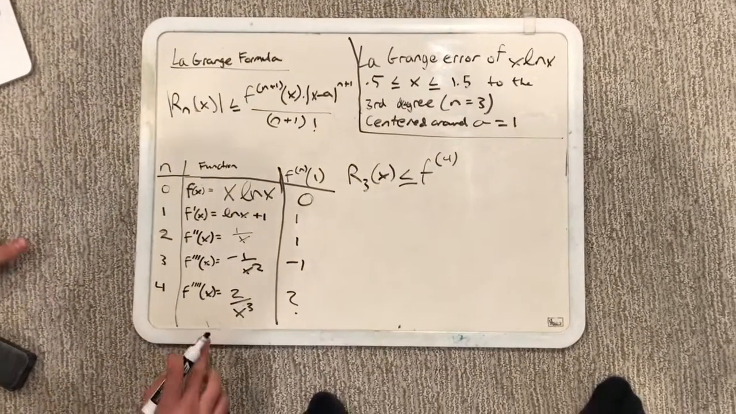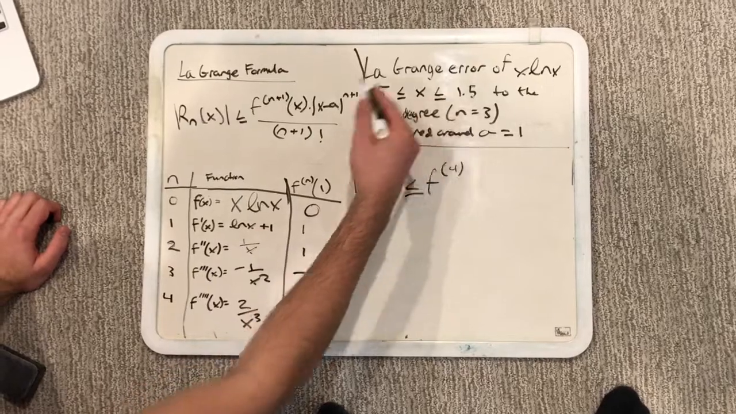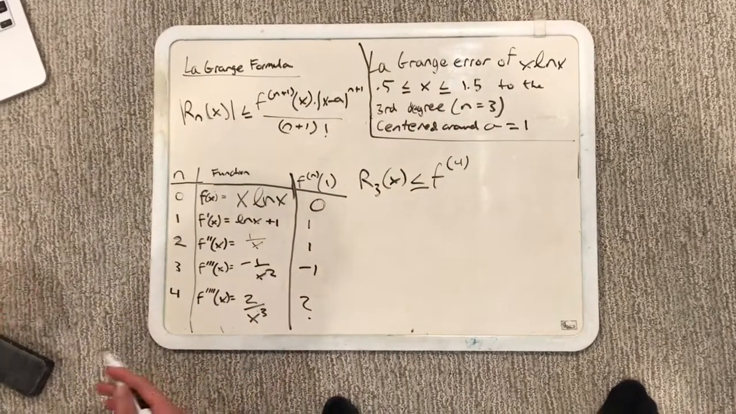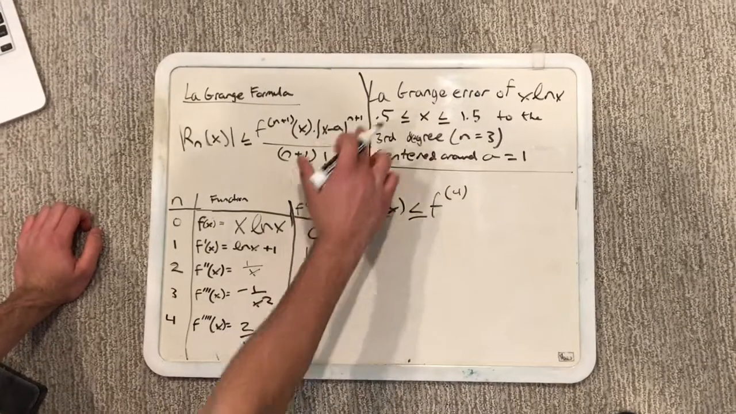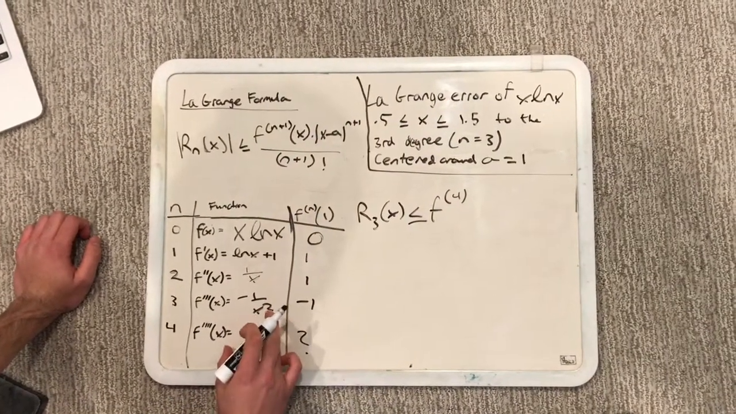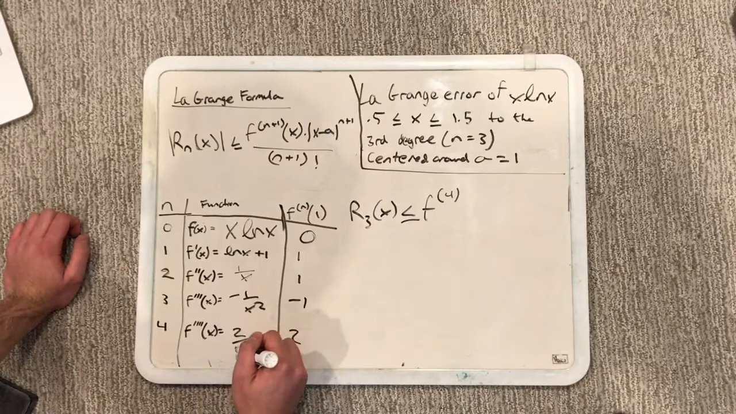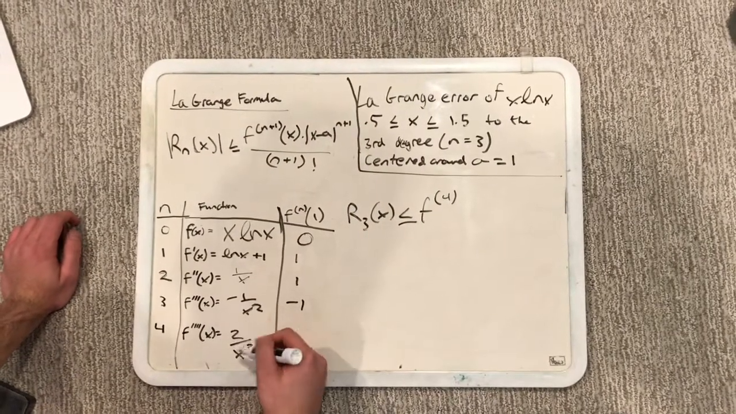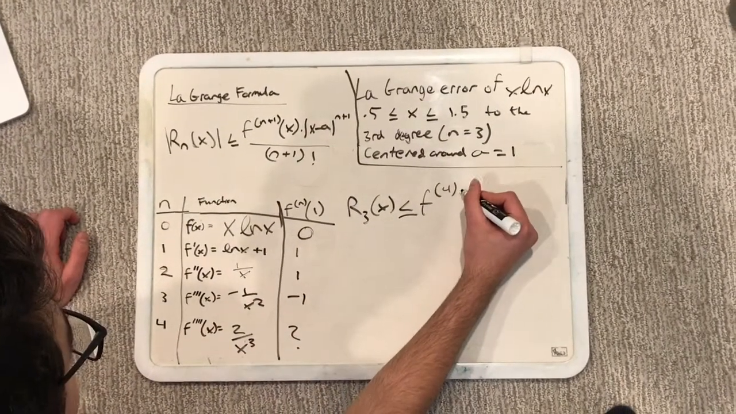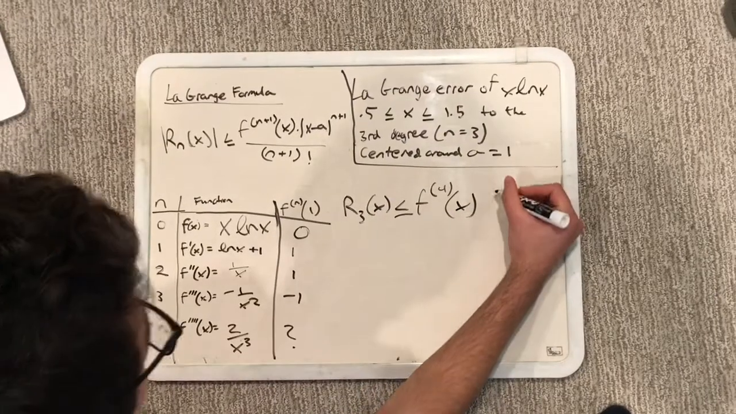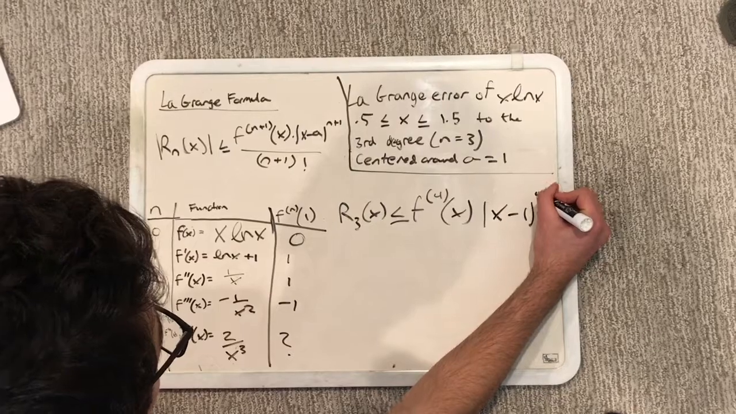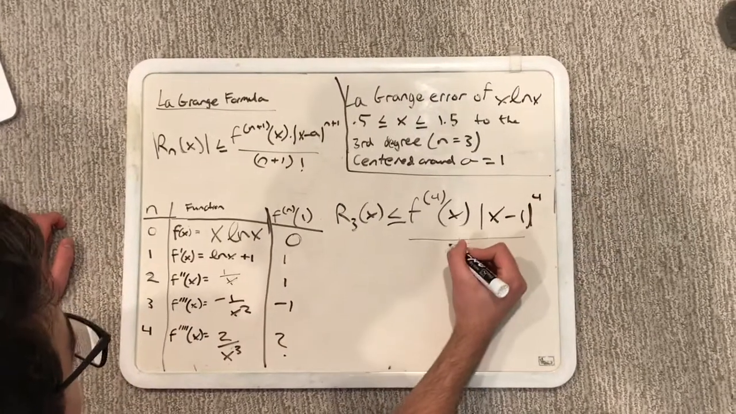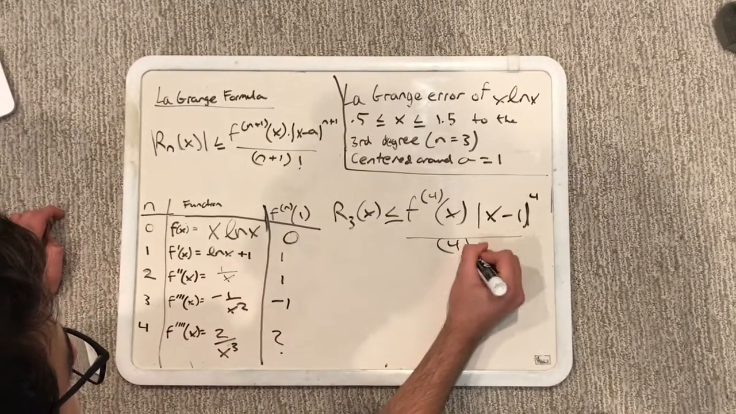So what we're going to want to do is try to pick an x value from the bound to maximize this function. So since the x is in the denominator, we're going to pick the smallest thing here so we get the largest value. So we're going to plug in 0.5, and when we do that, we're going to get 16. So I'm just going to write it out. So this is going to be times x minus 1 to the 4th all over 4 factorial.